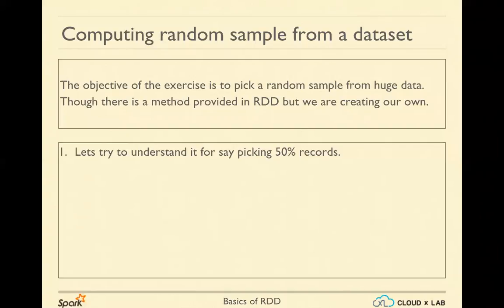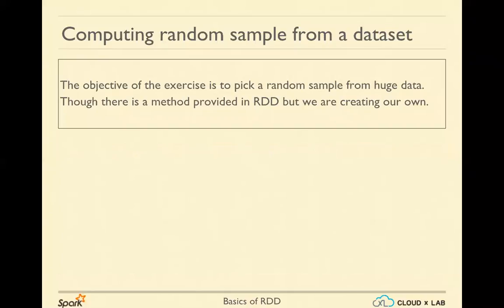Let me explain the solution. Imagine that for the time being, we are looking at picking up 50% of the records, half of the records, not all of the records. This morning we discussed in the deep learning session a technique called dropout in neural networks, where we pick 50% of the neural network. So how does it happen?